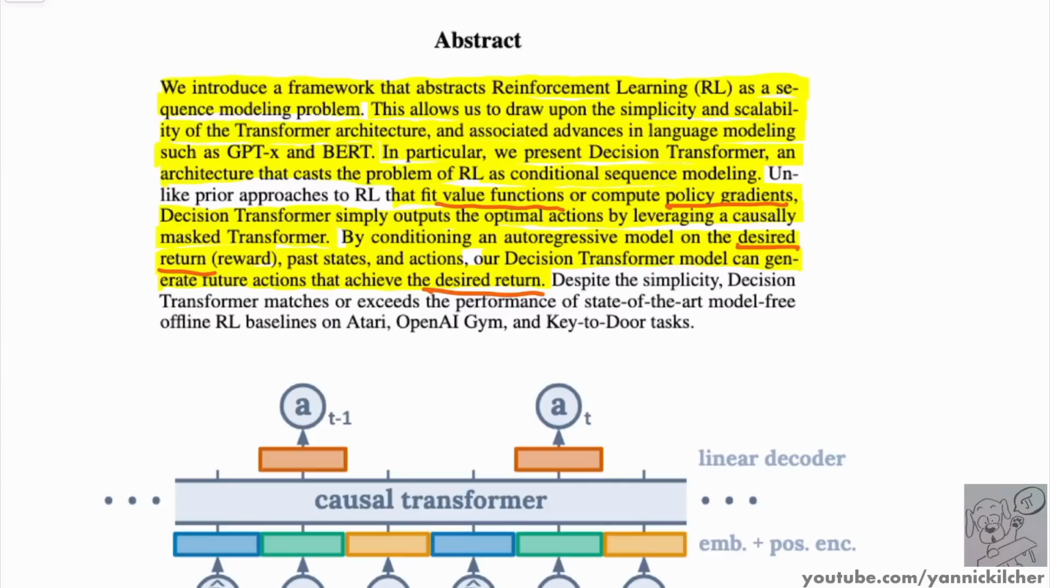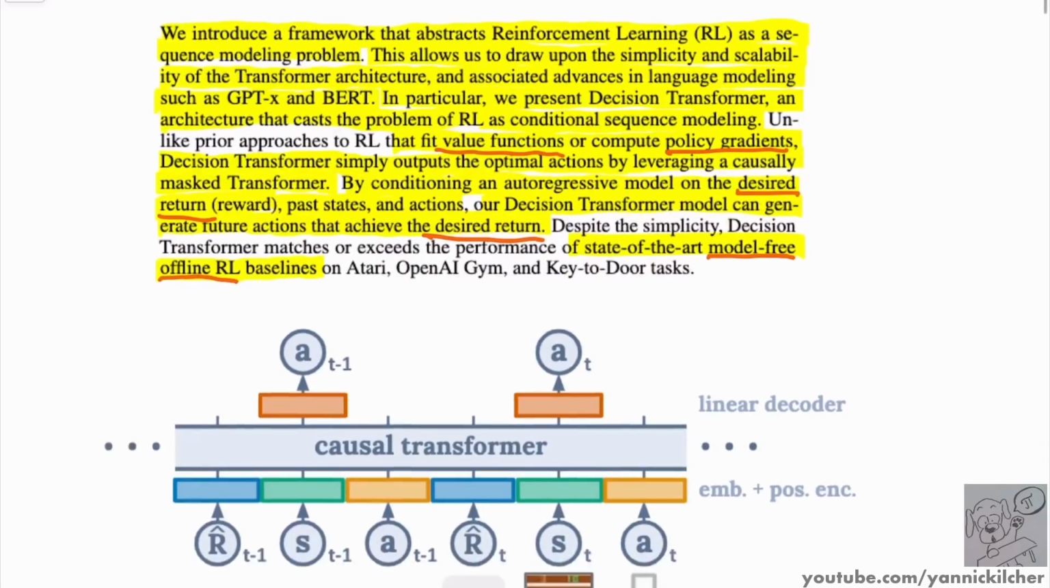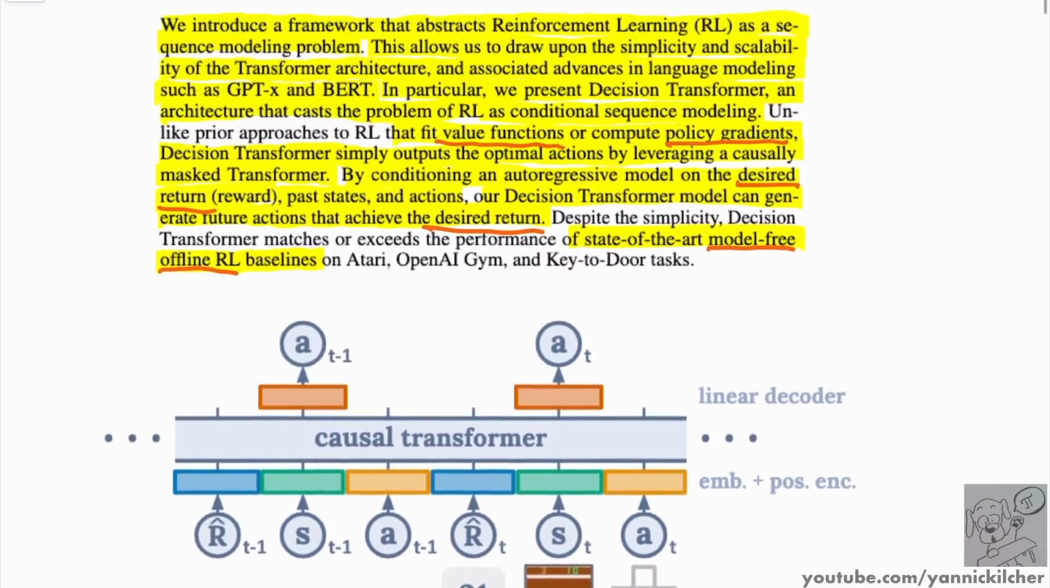And lastly, they say it matches or exceeds the performance of state-of-the-art model-free offline RL baselines. Again, this is sort of zooming down into a problem. So we are in the world of model-free and offline reinforcement learning algorithms. There is, as I said, a lot to unpack here. So first of all, what is offline reinforcement learning? This is contrasted to online reinforcement learning.